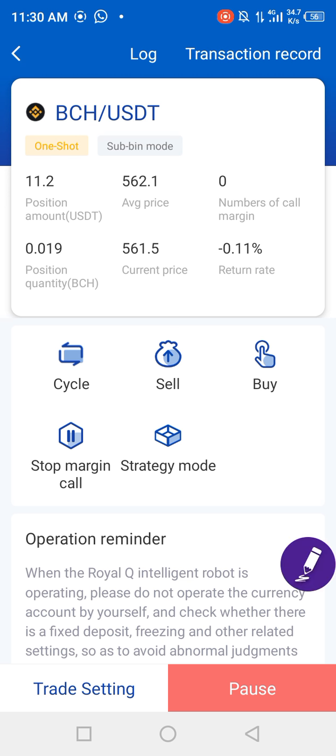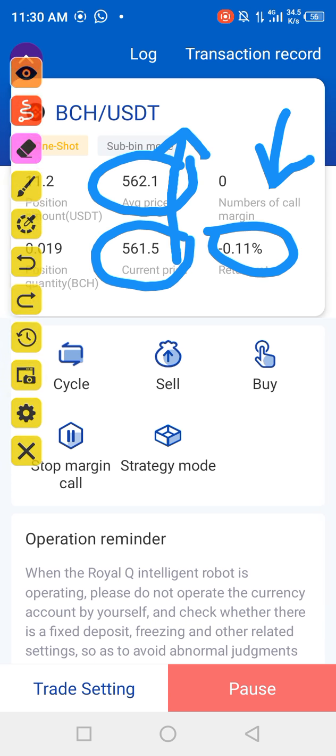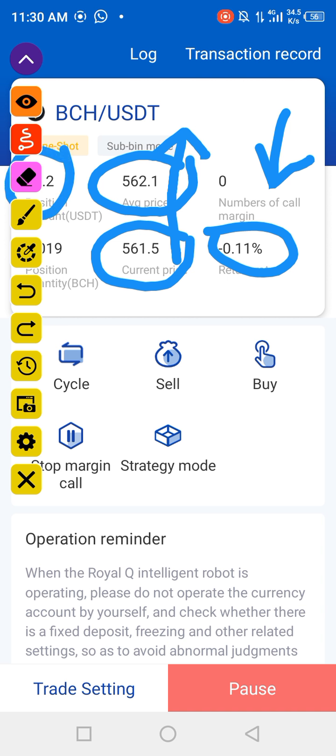If it's on one shot, once this position is sold off, it will not come into the market to buy again. It waits for you to come and click on start.